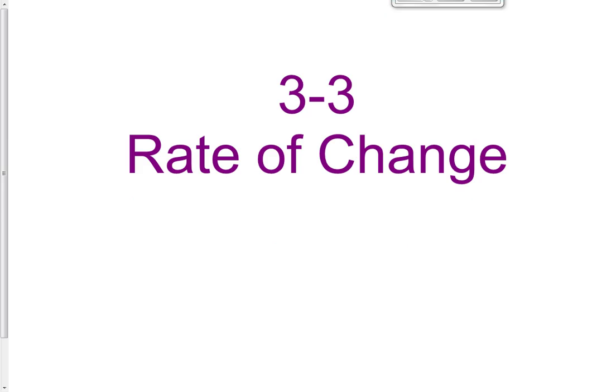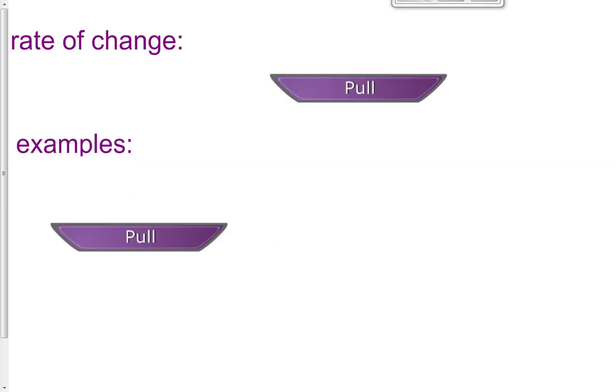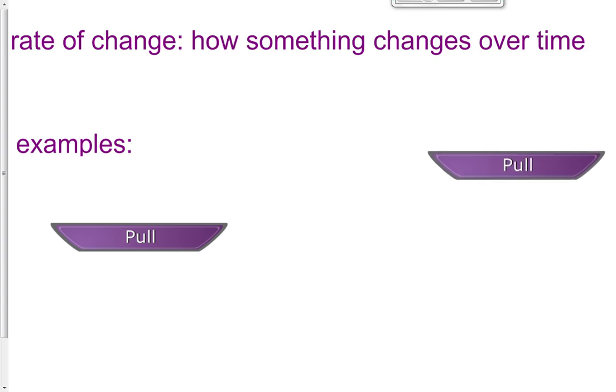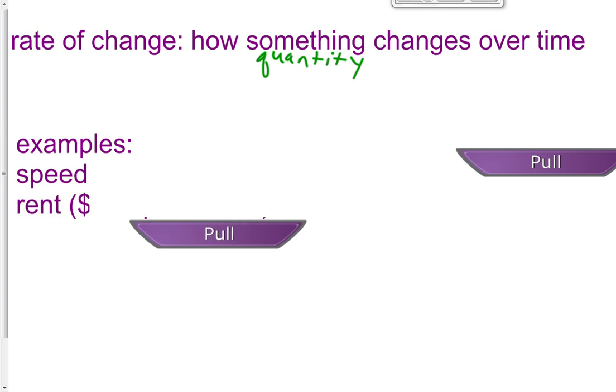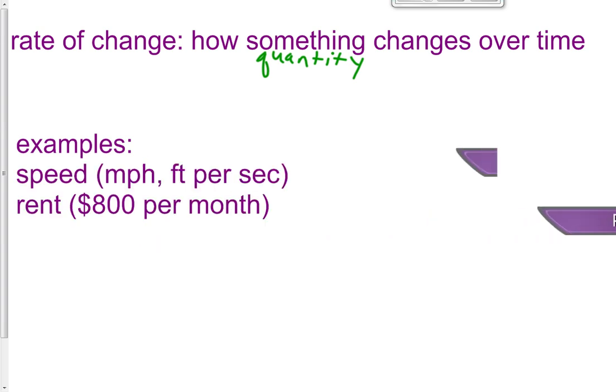Now we're going to get on to a new term, and it's a rate of change, but it is another way of saying slope. Rate of change is how something changes over time, or sometimes we call it how a quantity changes over time. Some books will say quantity. How a quantity changes over time. So examples might be something like this. Speed is a rate of change. It's how something changes over time.